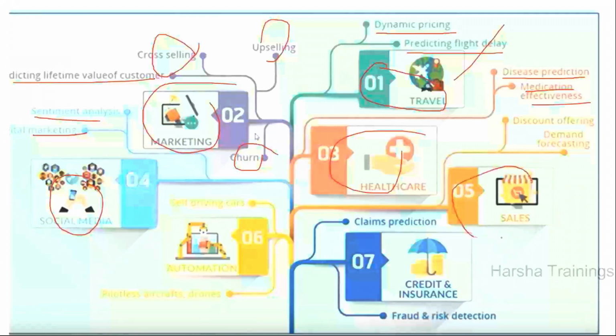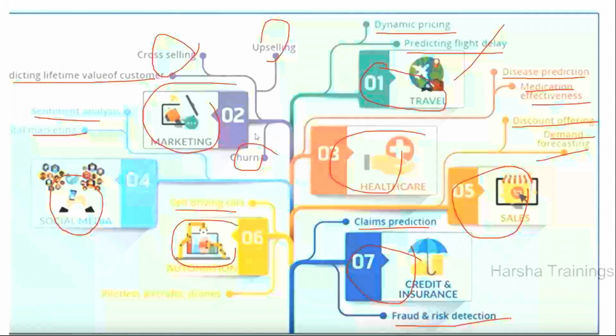If you take case study 5, the data set for sales: discount offerings and demand forecasting. Case study 6, automation: self-driving cars. Then case study 7: credit card and insurance, claims prediction, and credit card fraud and risk detection. Wherever there is data, you can apply data science. Clear?